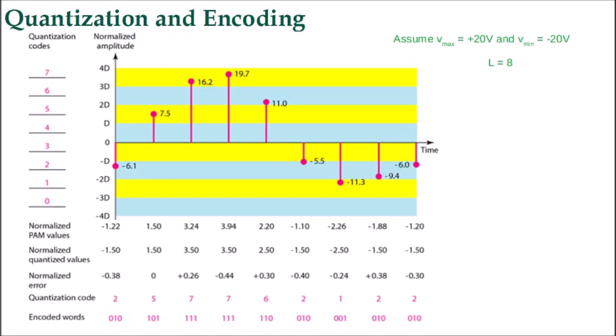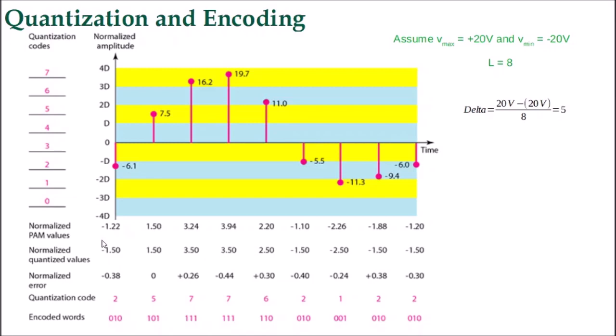As a simple example, assume that we have a sample signal and the sample amplitudes are between -20 and +20 volts. We decide to have 8 levels. This means that the delta is 5. In the figure, we have shown only 9 samples using ideal sampling. The value at the top of each sample in the graph shows the actual amplitude.